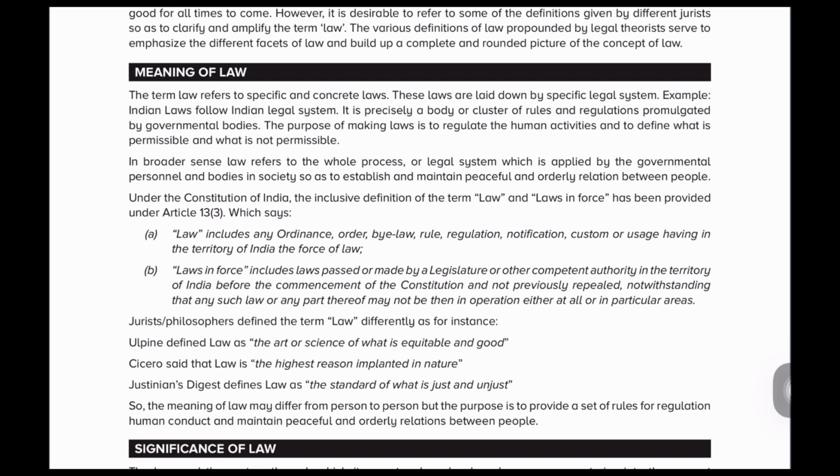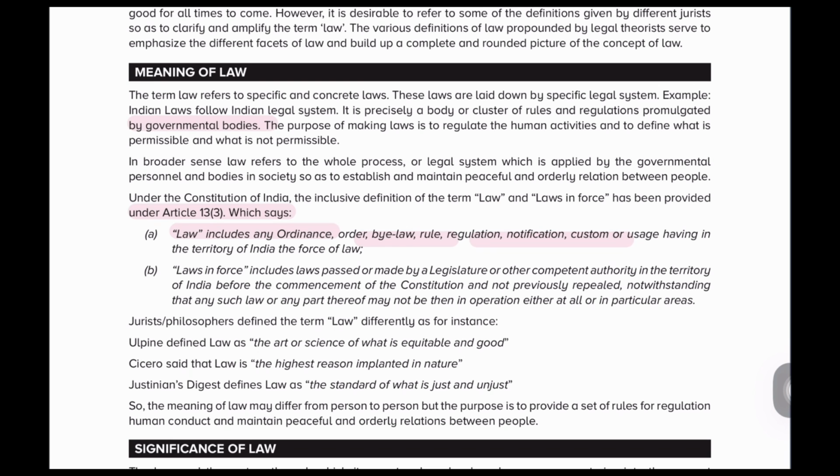Meaning of law. So this word law can have two different kinds of meanings, specific and general. In the specific sense, law refers to the actual rules and regulations made by a government. For example, the laws that apply in India are created under the Indian legal system. These laws tell us what we can do and cannot do. In the broader sense, law refers to the entire legal system, the courts, the legislature, and administrative bodies that help maintain peace and order in society.